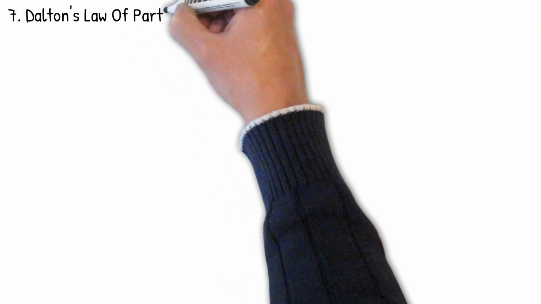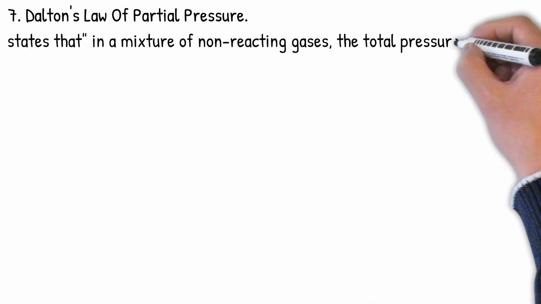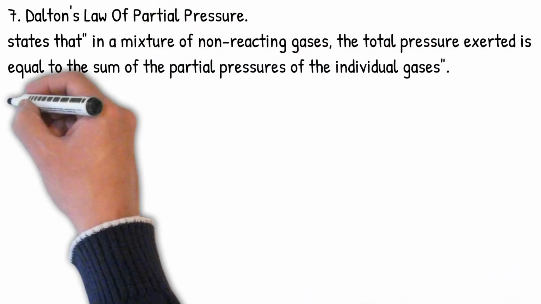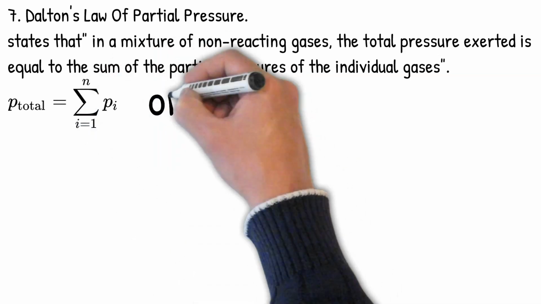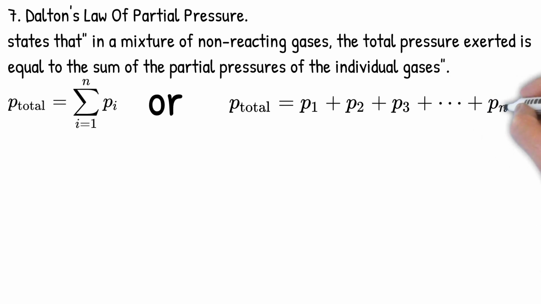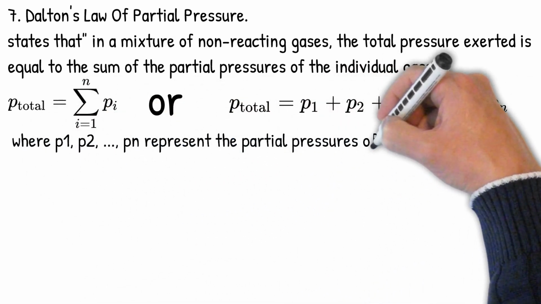Number 7. Dalton's law of partial pressure states that in a mixture of non-reacting gases, the total pressure exerted is equal to the sum of the partial pressures of the individual gases. That is, total pressure equals the summation of individual partial pressures, or total pressure equals P1 plus P2 plus P3 up to Pn, where P1, P2 up to Pn represent the partial pressure of each component of a gas.